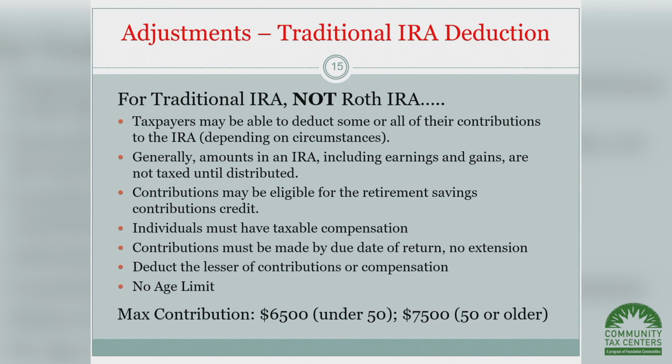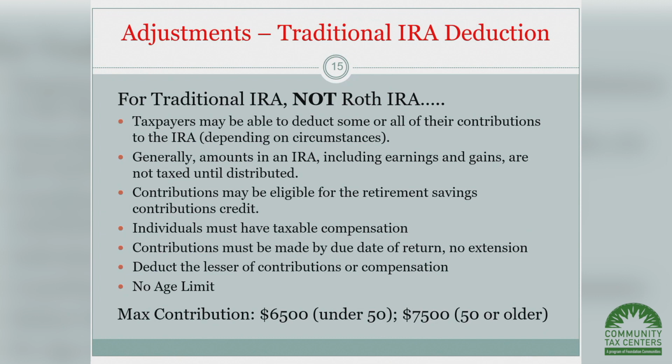So this is the only time in the law where you can get two tax benefits for one deduction. Individuals must have taxable compensation. The contributions must be made by the due date of the return, no extensions. So tax year 2023, taxpayers would have up until April 15th of this year to make that contribution to that retirement account. And you deduct the lesser of the actual compensation or the actual contribution.